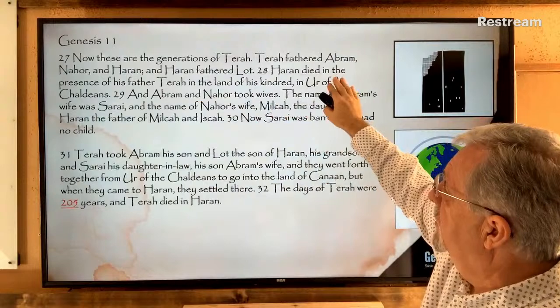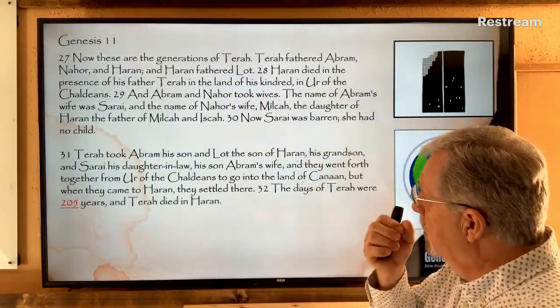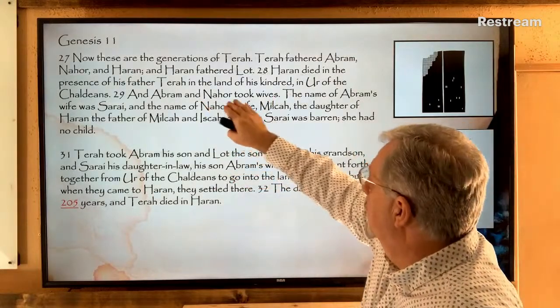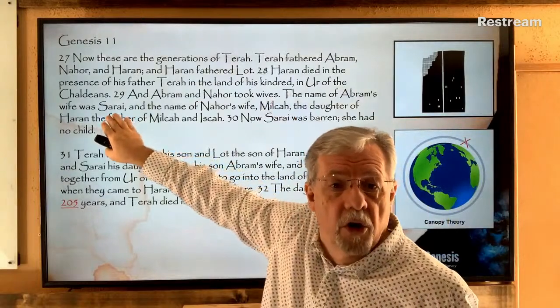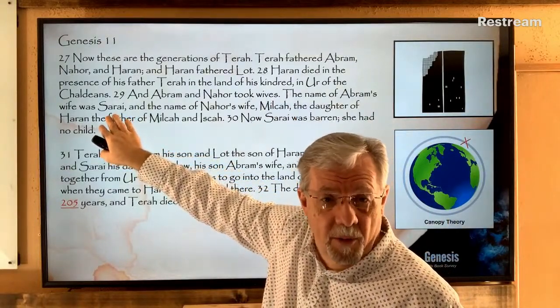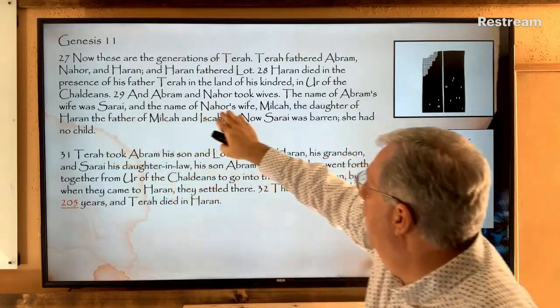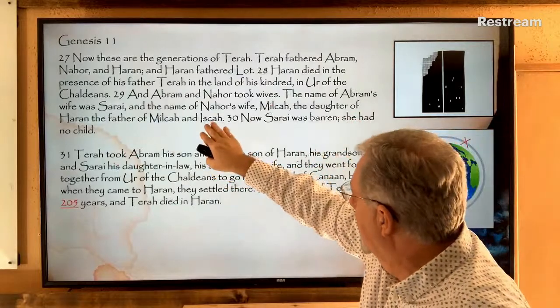Haran died in the presence of his father Terah in the land of his kindred, in Ur of the Chaldeans. And Abram and Nahor took wives. The name of Abram's wife was Sarai. Her name's going to get changed too. She's going to go from Sarai to Sarah, and Abram is going to go from Abram to Abraham. And the name of Nahor's wife was Milcah, the daughter of Haran, the father of Milcah and Iscah.